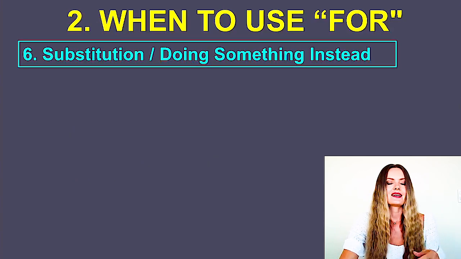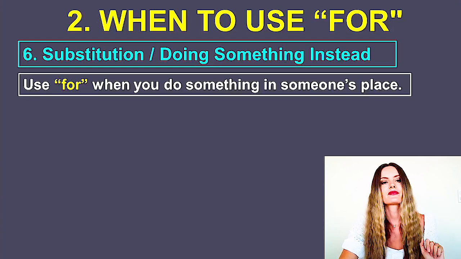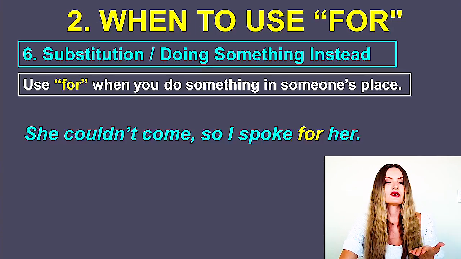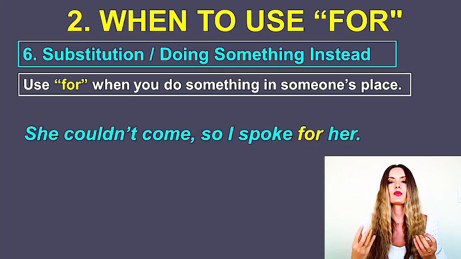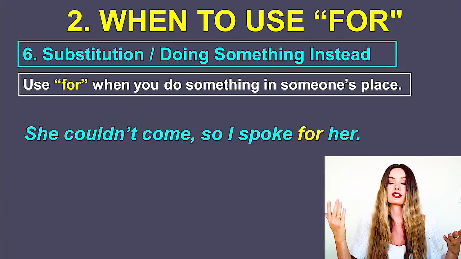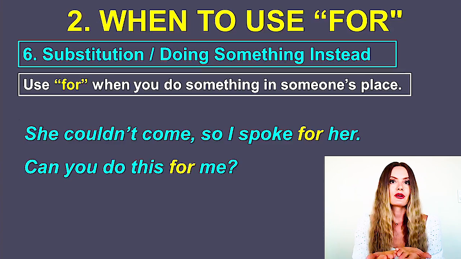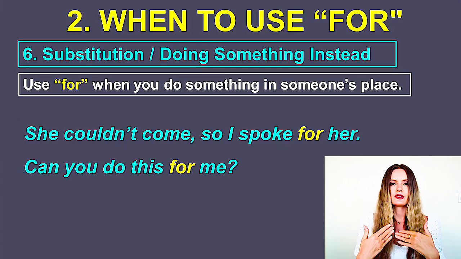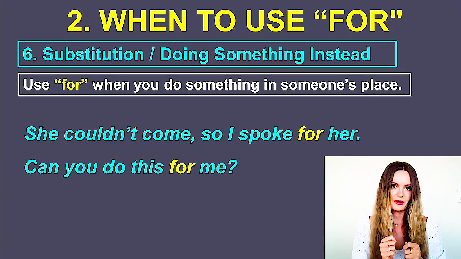Number 6, substitution or doing something instead. Use for when you do something in someone's place. For example, she couldn't come, so I spoke for her. It means that I spoke instead of her because she couldn't come. Can you do this for me? Which means instead of me. All right, I'm not going to do this, so you do this instead. Can you do this for me?